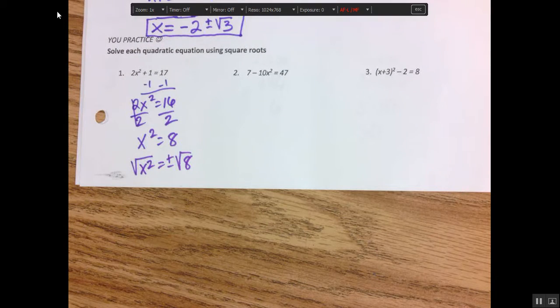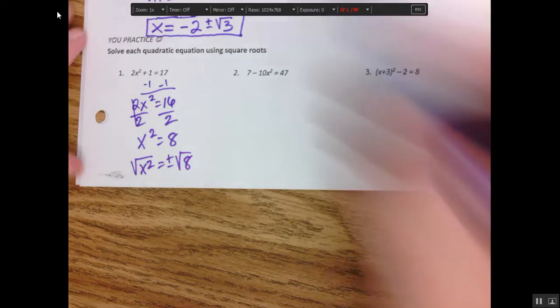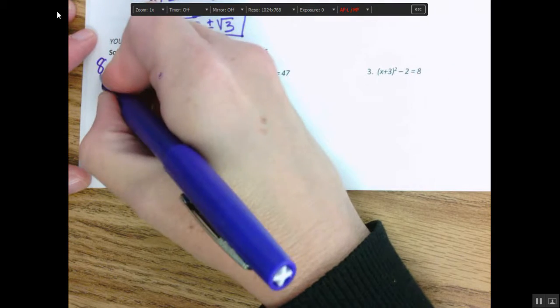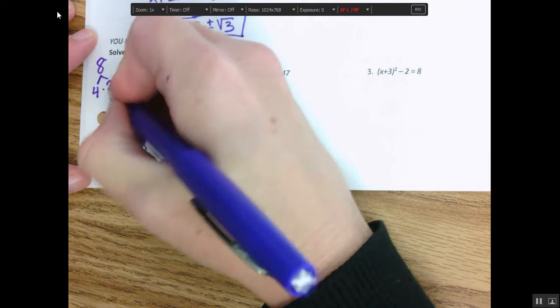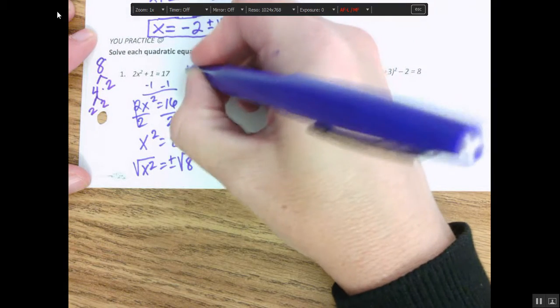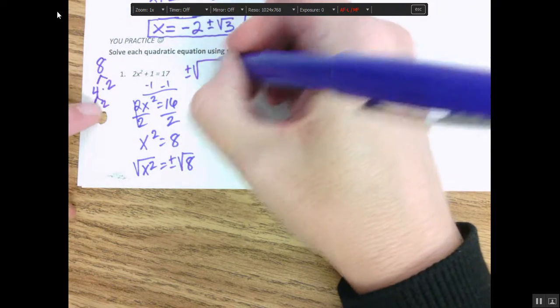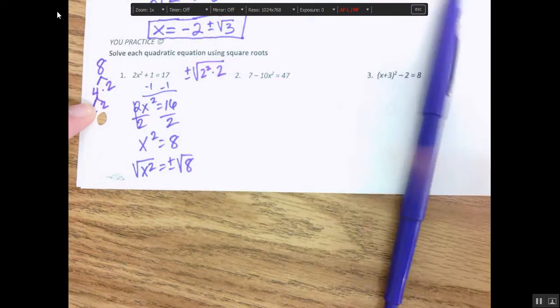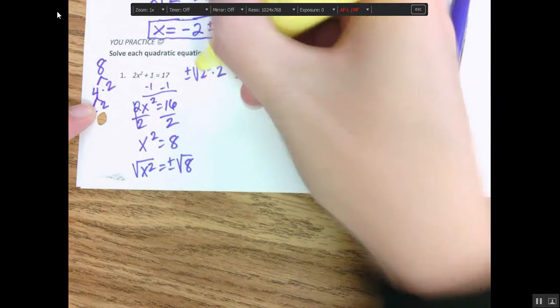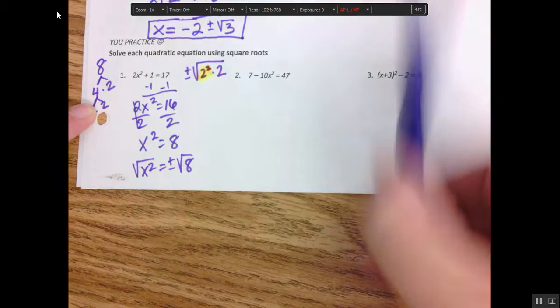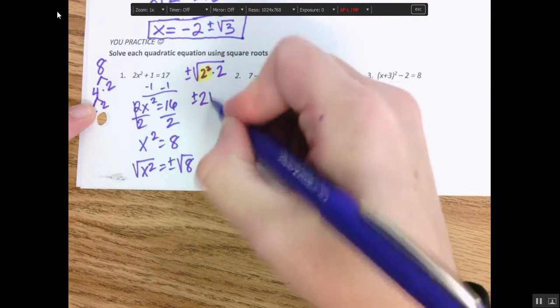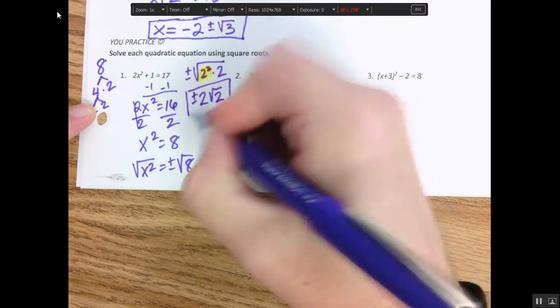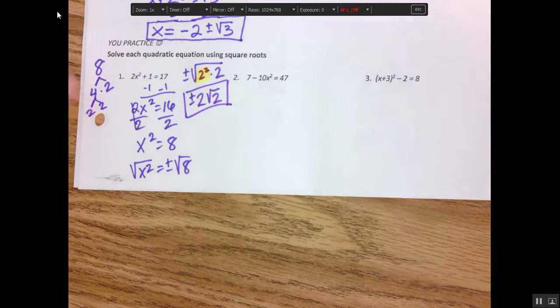But then because 8 can be simplified with a factor tree, do that real quick. You have 4 times 2, and then that made 2 times 2. So you had plus or minus the square root of 2 squared times 2. This one comes out, this one. So you had plus or minus 2 root 2. So two different answers, positive 2 root 2 or negative 2 root 2.